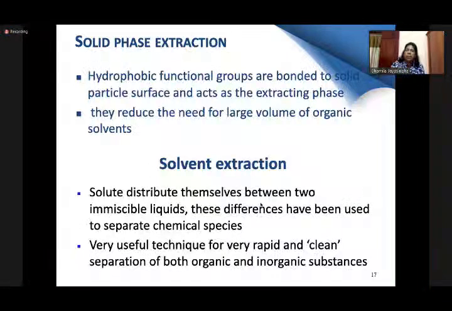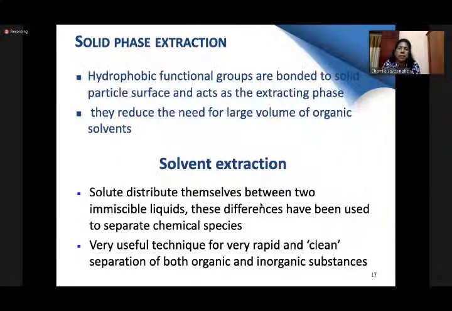After that, you add the organic solvent and take it out. Now, when the organic solvents go to the solid particle surface, the hydrophobic compounds are happy to release from the particle surface, detach, and go with the organic solvents. So that one we call solid phase extraction.